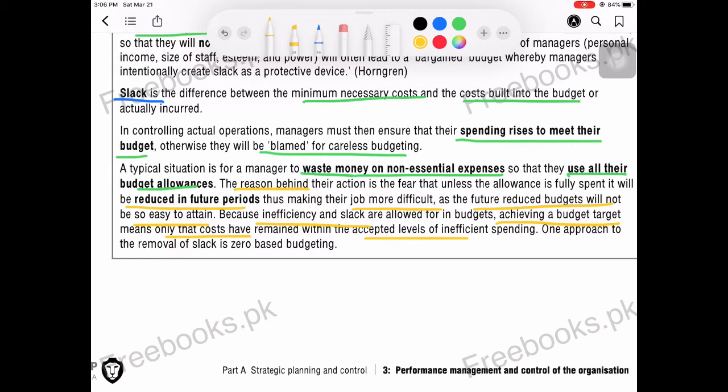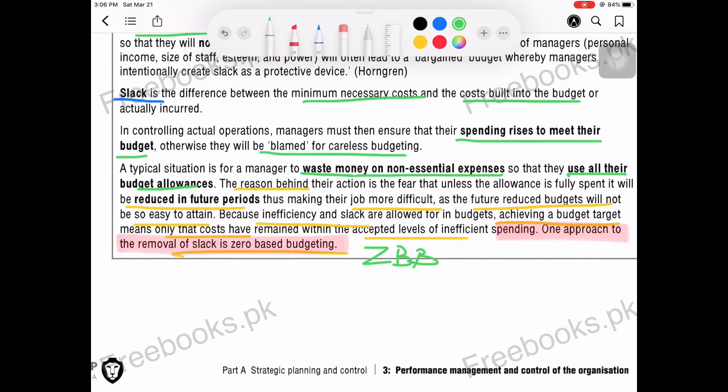One approach to removal of slack is zero-based budgeting. So here they have also introduced another method of budgeting, that is zero-based budgeting. Usually they call it ZBB, which will also be discussed in this video.